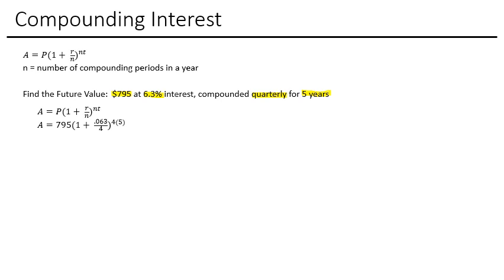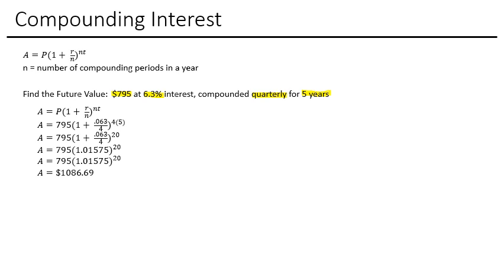All right, so now again, I'm going to use my order of operations and basically simplify this mathematical operation here. The first thing I did was simplify that exponent and multiplied 4 times 5 to give me 20. Then I'm going to simplify what's inside the parentheses, and when I did that, I got 1.01575.